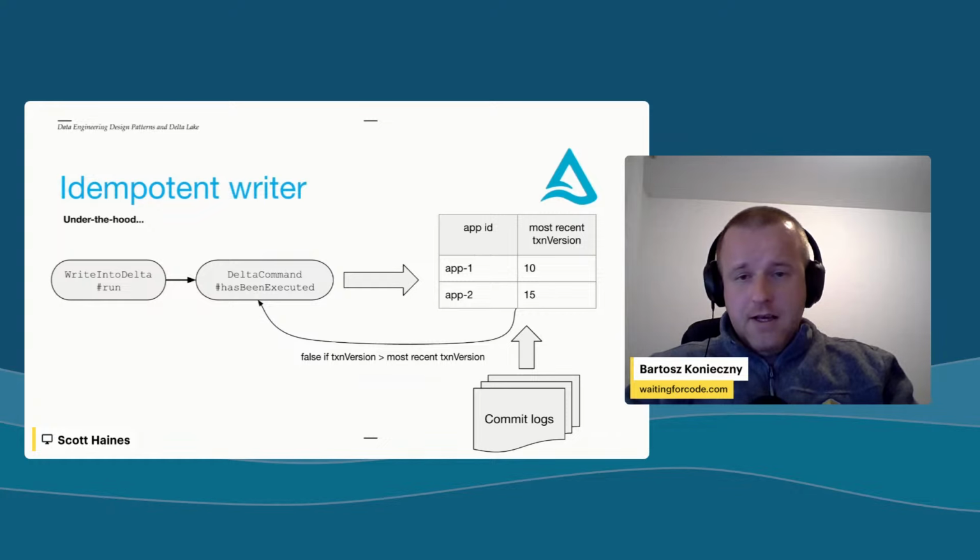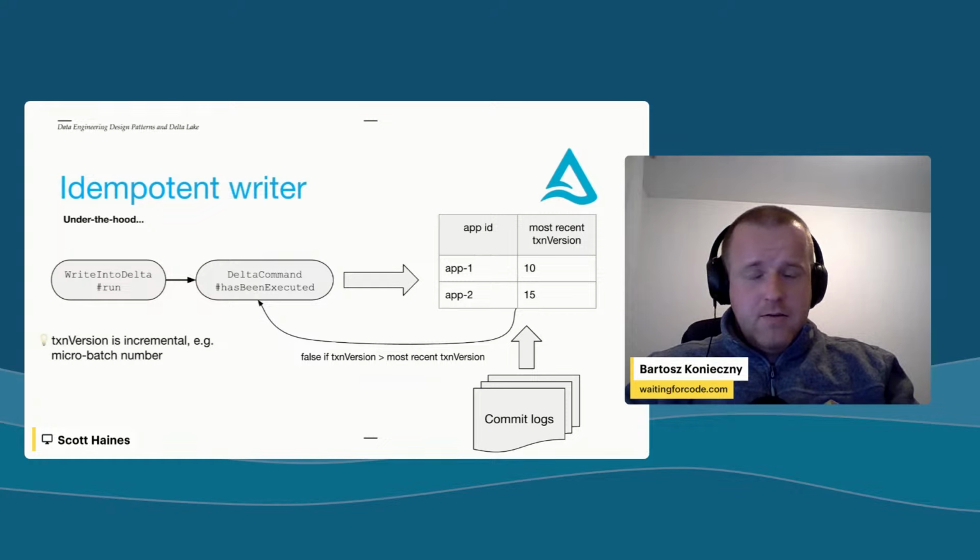And there is some good practice or quick win: use the microbatch number for the transaction version if you're running streaming, or you could, for example, use a timestamp or timestamp numerical value, also for streaming jobs, that you could retrieve, for example, from your input parameters.